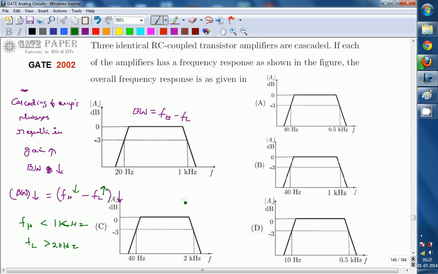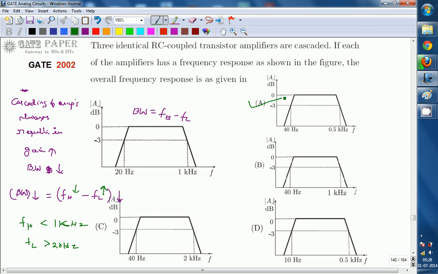Now you should check the lower cutoff frequency. The lower cutoff frequency should be greater than 20 Hz. But in case of D, it is not satisfying. The lower cutoff frequency is 10 Hz, which is lesser than the required condition. So look at the lower cutoff frequency in case of A. That is 40 Hz, which is greater than 20 Hz. FH is less than 1 kHz and FL is greater than 20 Hz. So the right answer for this one is A. The overall frequency response of the given question is A.